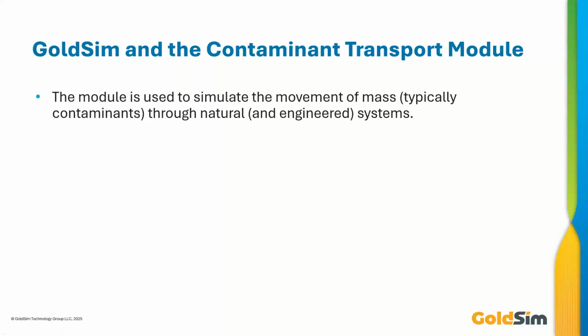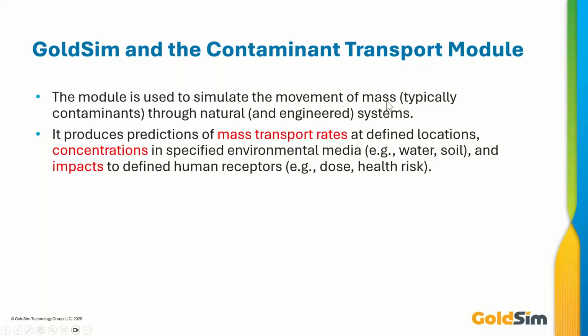So what this module does, for those of you who are new to it, is simulate the movement of mass, typically contaminants, through natural and engineered systems. And what it calculates are mass transport rates at defined locations, concentrations in specific environmental media, let's say water in a pond or sediment in a pond. And we can also calculate impacts to defined human receptors.